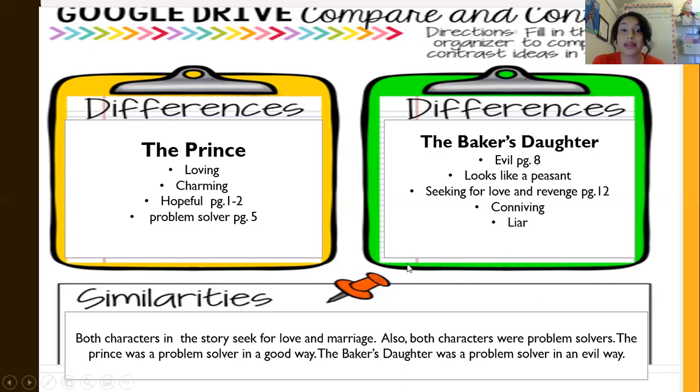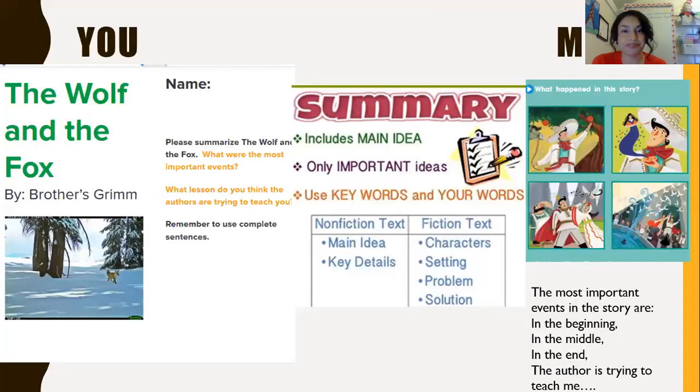Okay, what are the similarities in both characters? What's the same about them? Well, both characters in the story seek love and marriage. Also, both characters were problem solvers. The prince was a problem solver in a good way, and the baker's daughter was a problem solver in an evil way, right? All right, our second objective of the week is summarizing a story, right?